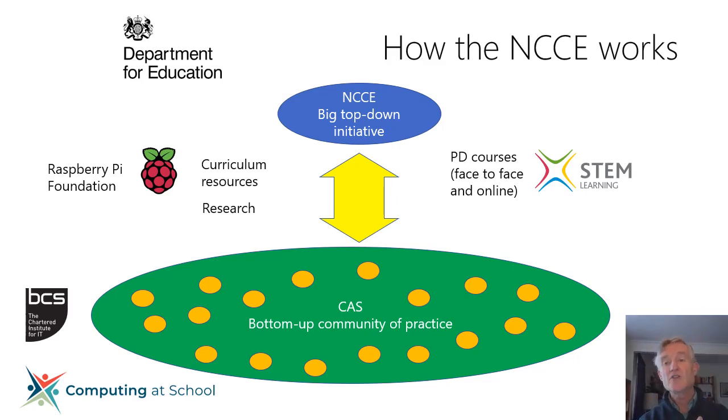So the National Centre has been producing a lot of online and face-to-face courses, which are offered at low cost to all schools. It's developed a huge collection of curriculum resources, so 500 hours of lesson plans and homework assignments and practical exercises and all the supporting material, all driven from the best research that we have available. So that's a big top-down part, and then that's mediated through Computing at School to computing teachers around the country. So that's roughly how the NCCE works.